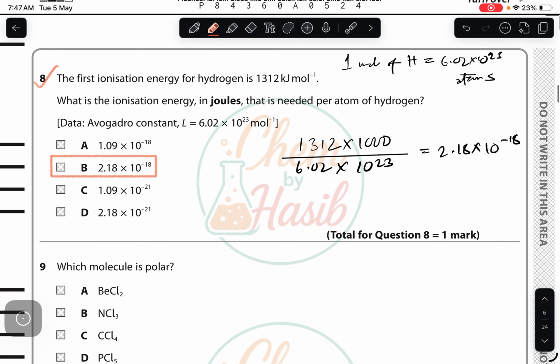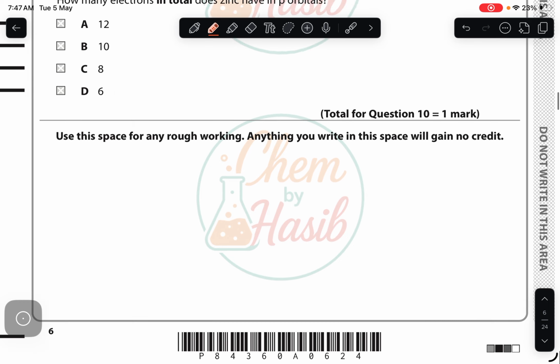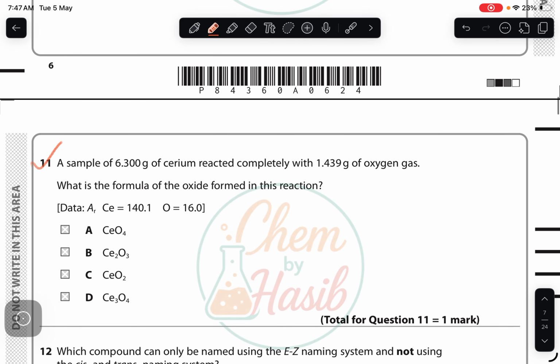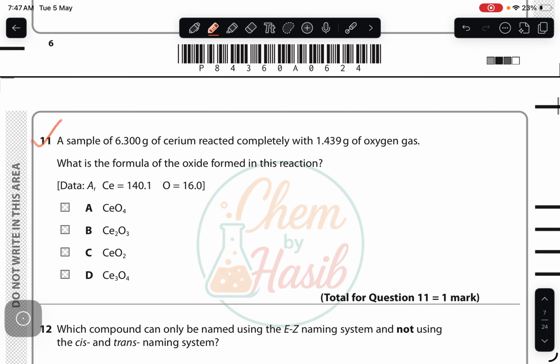So now we move on to the next question. The next question is question number 11. Someone asked me to solve this question. Question number 11 says 6.3 grams of cerium reacted completely with 1.439 grams of the oxygen gas, right?